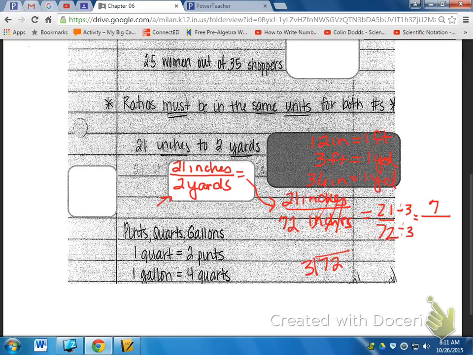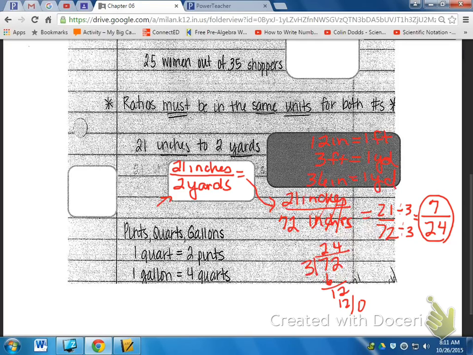Trayton, what do you think? I'm going to let you help me. 3 into 7, how many times? 2. And 2 times 3 is 6. Yeah, 24. So 21 inches to 2 yards is really the ratio of 7 to 24. Please don't forget that if they have units of measure, you've got to make those units of measure the same before you can just write it as a ratio.